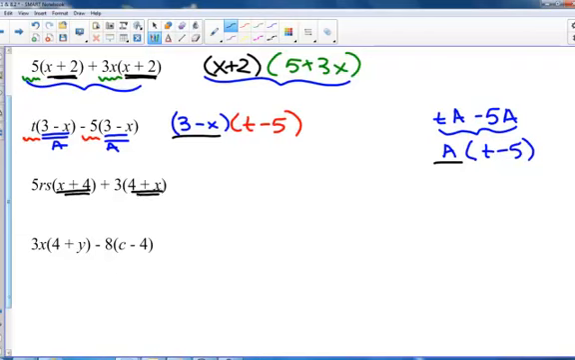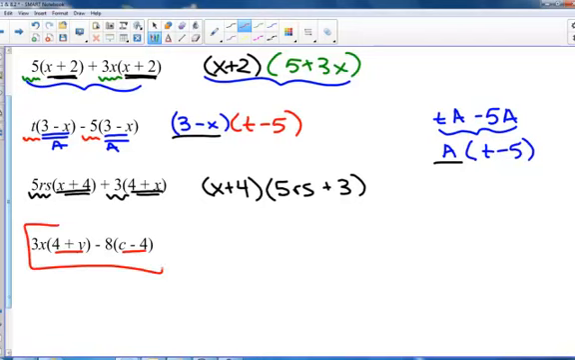x plus 4 is the exact same thing as 4 plus x. So my x plus 4 is what is factored out, and I am left over with 5r plus 3. And for the last one, there's nothing in common in these parentheses, so there is no factoring by grouping. That's just your answer. Nothing can be changed.